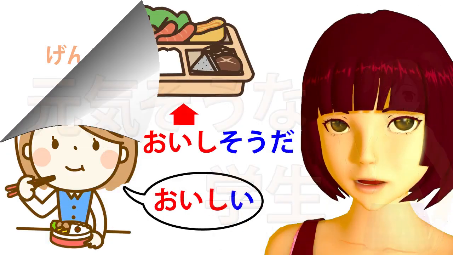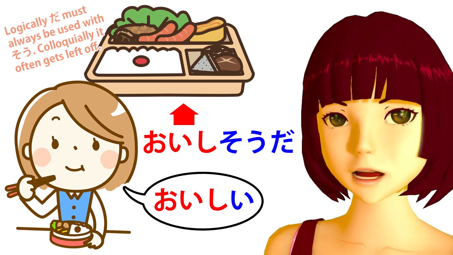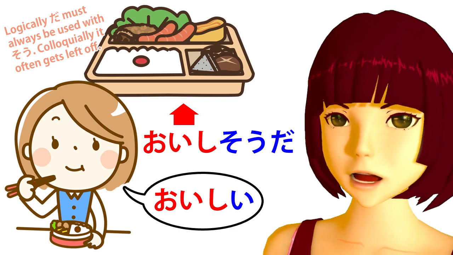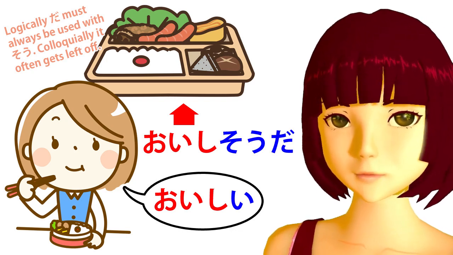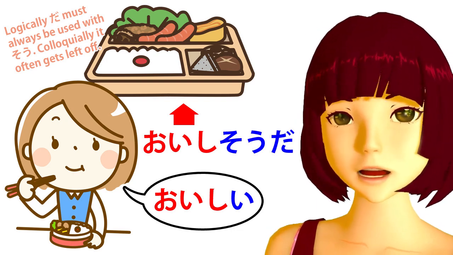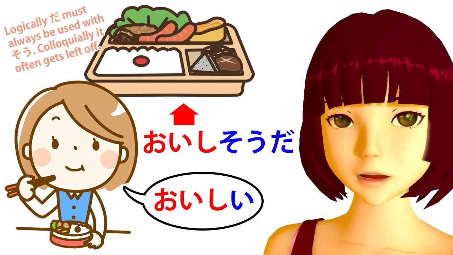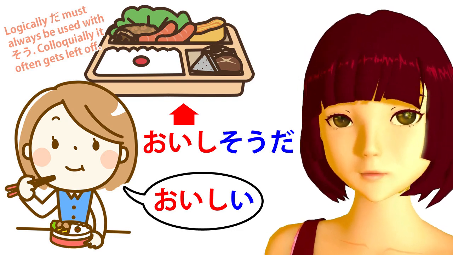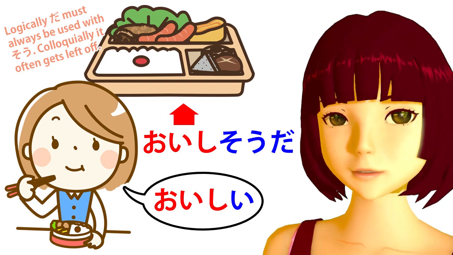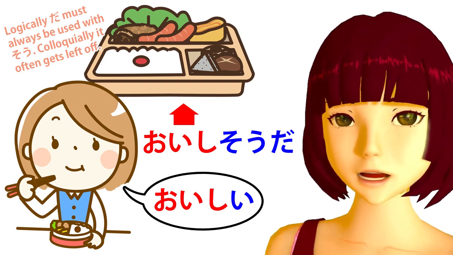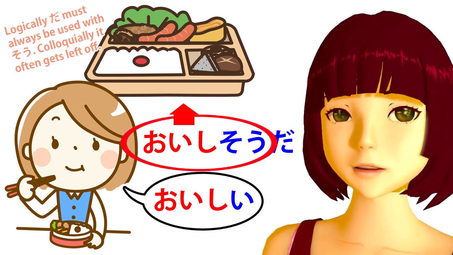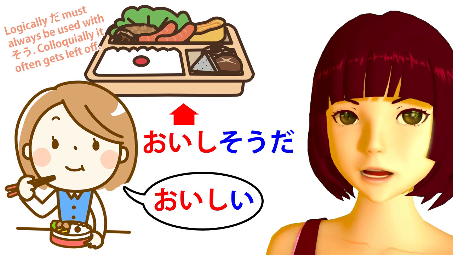With adjectives ending in i, we simply take off that i and put sou onto it. So we take omoshiroi, interesting or amusing, or oishii, delicious, we just cut off the i and add sou. So omoshiroi means interesting or amusing. Omoshiro sou means it seems interesting, seems amusing. Or oishii is delicious, tasty. Oishisou means it looks delicious, it looks tasty.